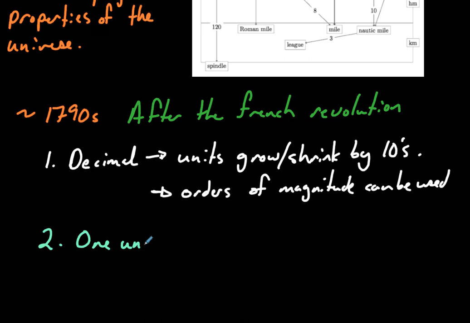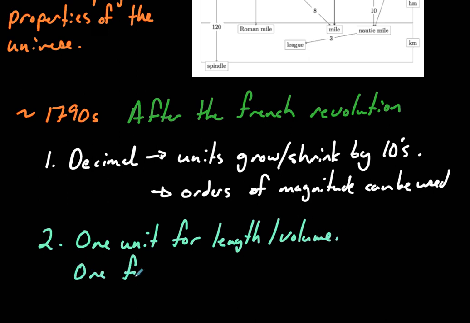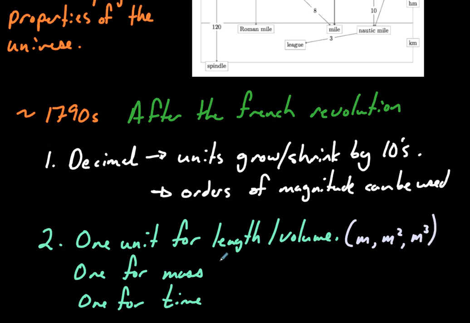1 unit for length / volume, 1 for mass, 1 for time. Okay, so what were they? Well, that's the meter, square meter, or cubic meter. For mass, it's kilogram. And that's a little bit odd. We'll talk about that later. And 1 for time, and that's the second.